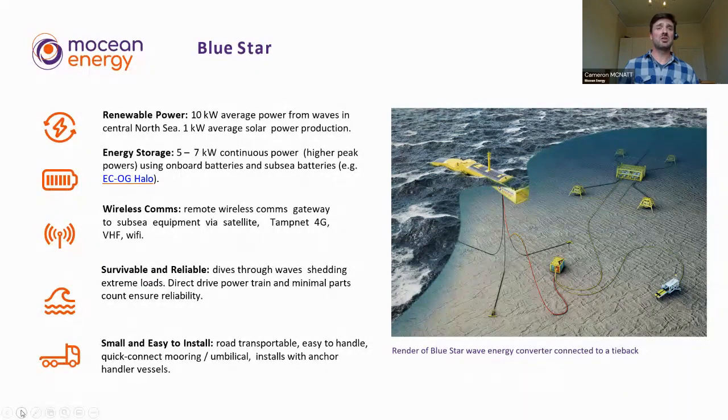And it's not just power, it's communications. So actually having a wireless communications link to subsea equipment is very beneficial. And the machine itself is survivable and reliable. This has been the result of all the work we've put in through the Wave Energy Scotland program, and it's small and easy to install. So we're focused on making it road transportable and easy to handle with vessels. It can be towed to site, it can be installed with anchor handlers or multicats, so relatively low cost vessels. Next slide, please.